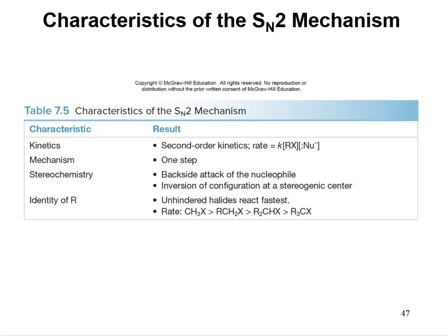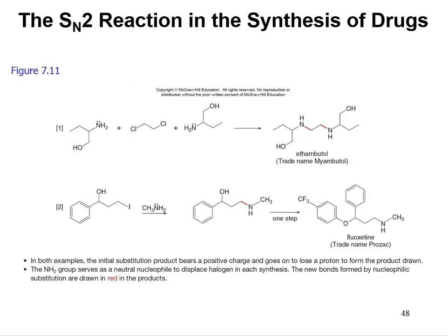You saw on the last slide that the unhindered alkyl halides reacted the fastest. The methyl alkyl halide and primary alkyl halide are best for SN2 reactions. Secondary alkyl halides also react, but their rate is slower. And tertiary alkyl halides are pretty much impossible for an SN2 reaction. While everything is settling in, I want to show you a couple applications. Here you can see the SN2 reaction in the synthesis of drugs.